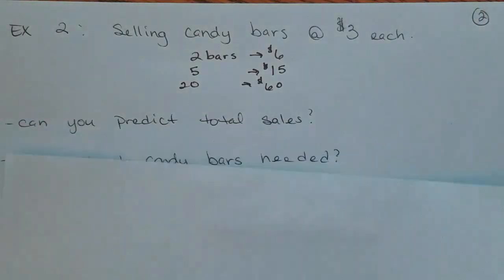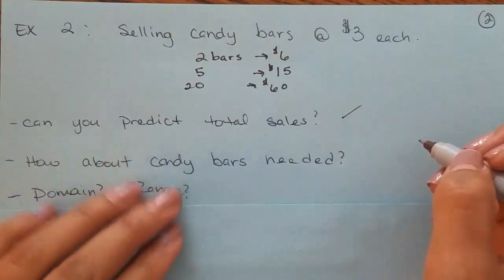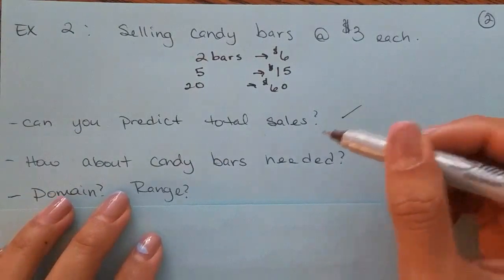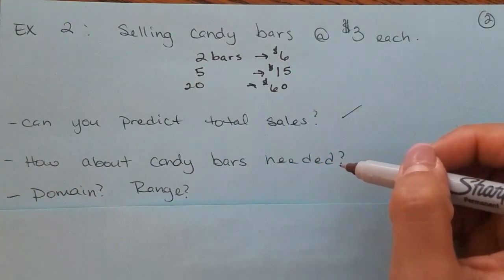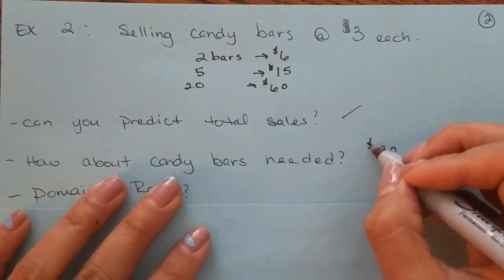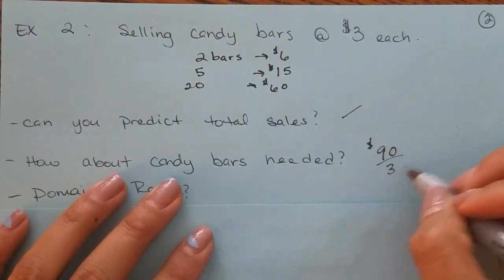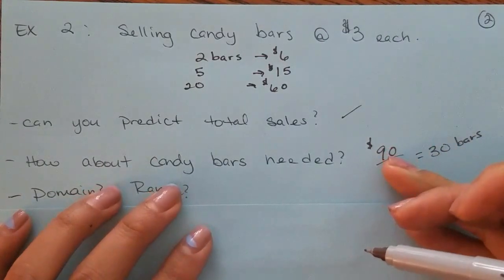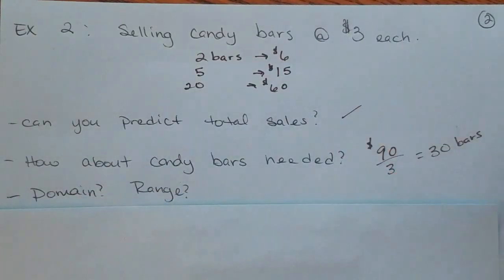So then we ask ourselves, what information can we predict from here? Can we predict total sales? Well, yeah, we can if we know how many bars we're going to sell. Can we predict how many candy bars we need to reach a certain profit? Well, we can do that too. If I need to earn $90, how many candy bars do I need? Well, I can divide that by 3, and that's going to give me 30 bars. I need to sell 30 bars in order to make $90. So I know that I can predict information based off of what I have.